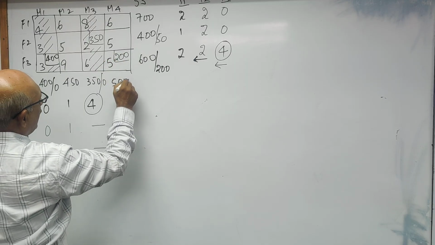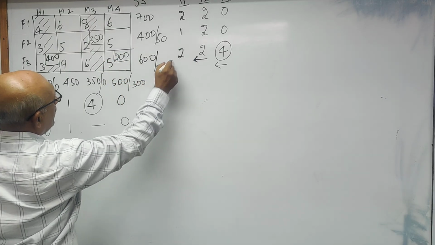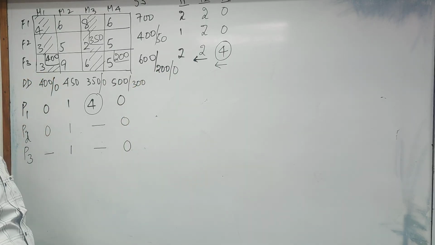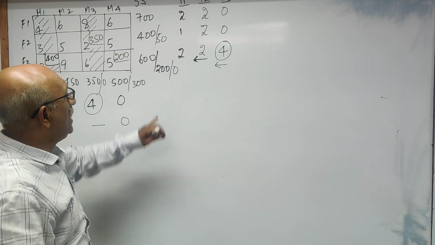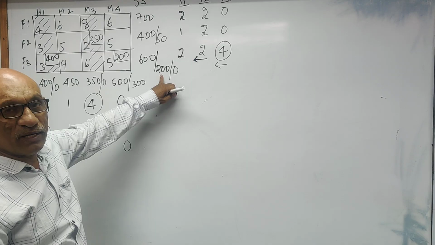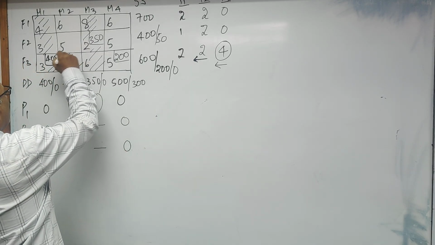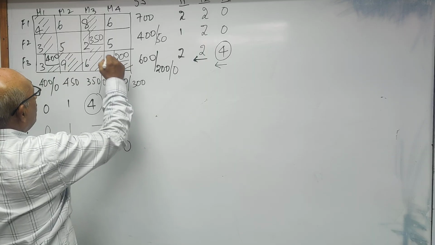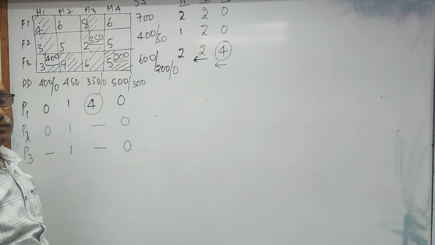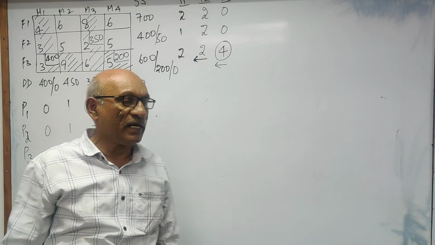200 units are supplied. After supplying 200 units, availability at F3 is over. Therefore, you can eliminate factory 3 from the picture because we cannot supply the goods from this factory to any market.